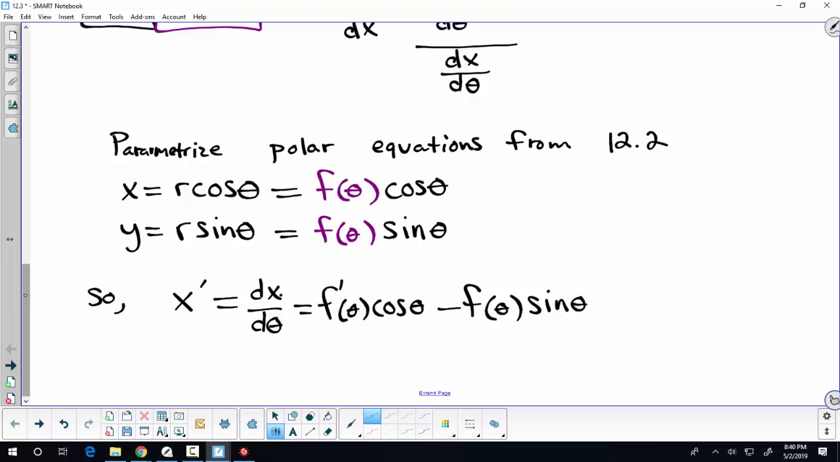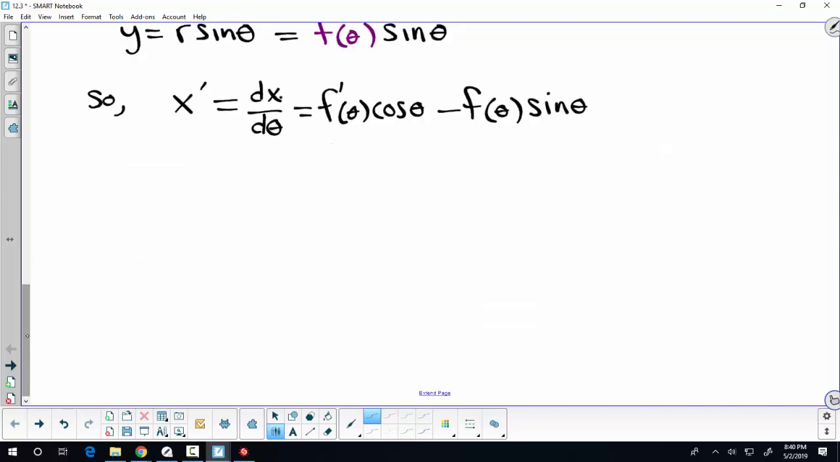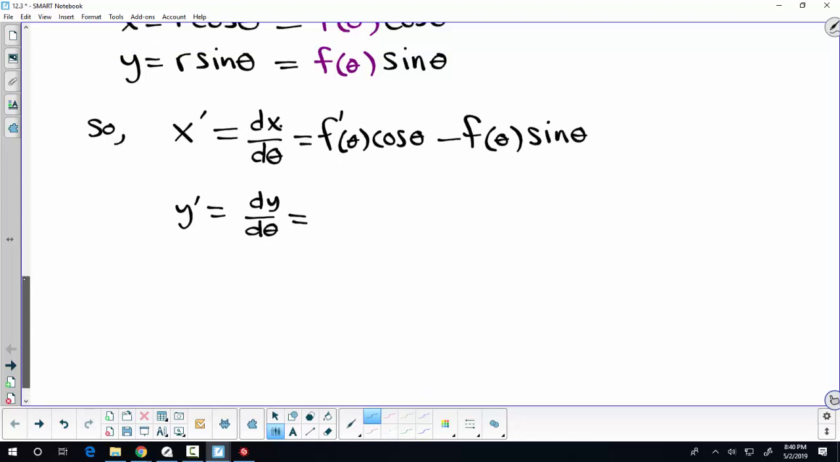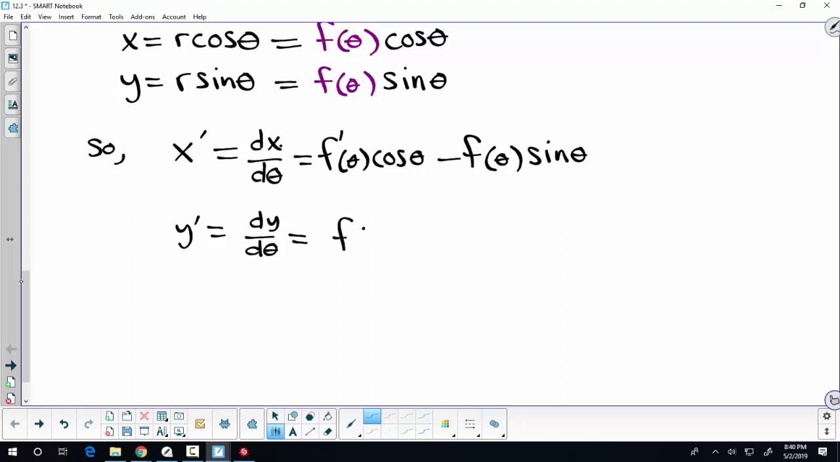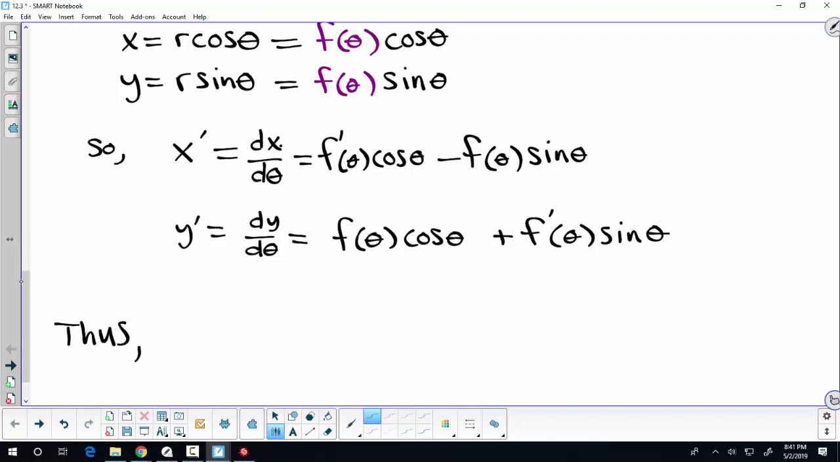Is everyone all right with that? Just product rule with respect to theta. Same thing for y prime, or dy over d theta. You got the first times the derivative of the second, plus the second times the derivative of the first. I'm sorry I didn't have the formula, but we have it here.